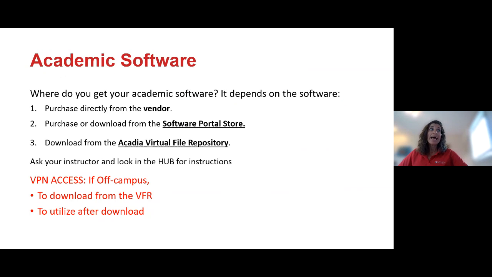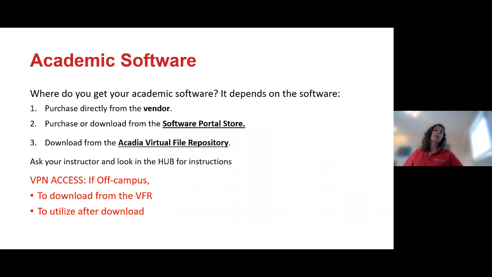So there are 3 actual places that you can get academic software for your classes. One is directly from the vendor. An example of this might be, I think, MATLAB. And again, your professors are going to tell you where to go to get what software and what software you actually need. So MATLAB might make no sense to somebody, but it might make perfect sense to somebody else in this call.